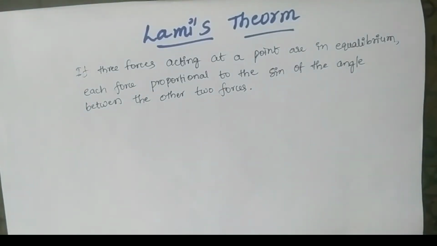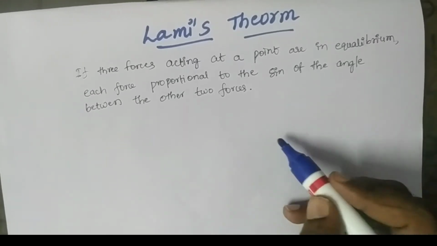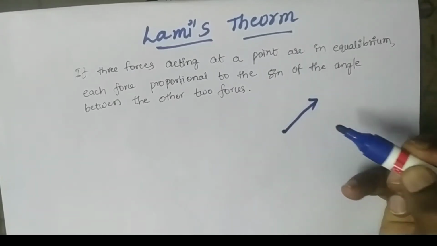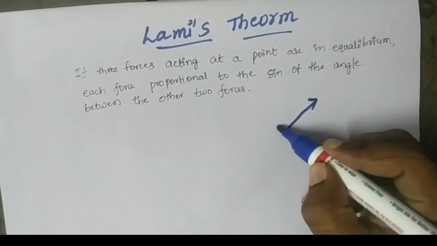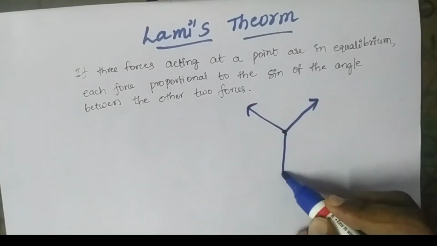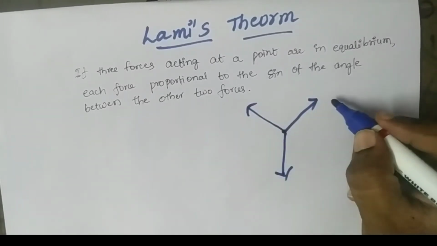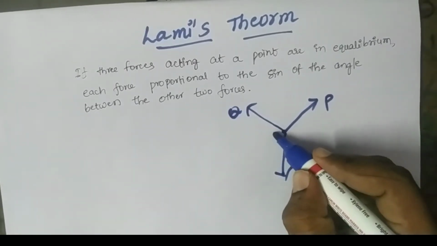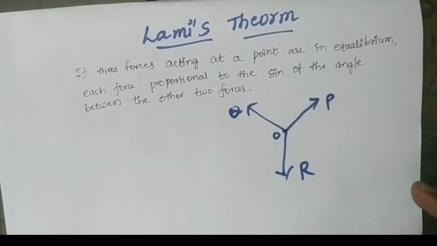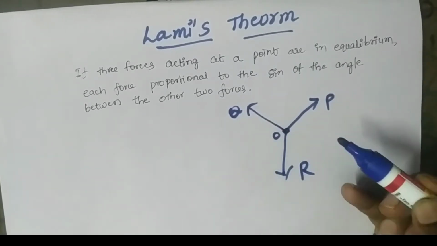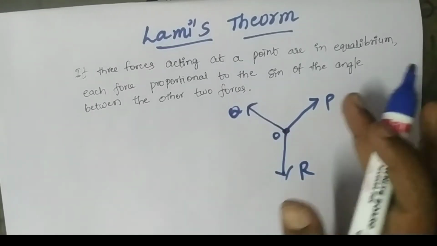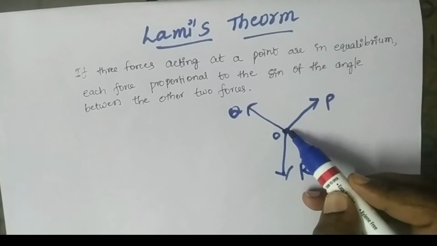If three forces are acting at a point, so now I am taking one point. Consider this is one force, this is another force, and this is the third force. Three forces: this is P, this is Q, and this is R, and the point is O. Three forces acting at a point means concurrent forces. P, Q, R, three forces acting at a point or in equilibrium.